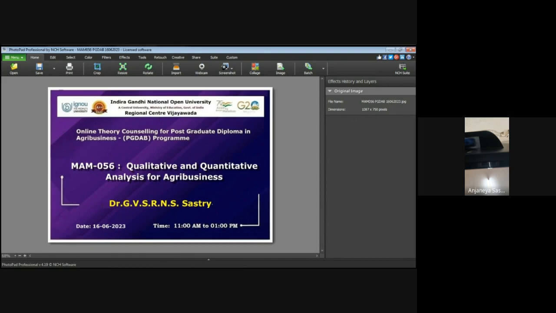Next, constant sum scale, A, B, C, like that. So these are all the scales for preparation of a questionnaire, for getting the answers from the respondents. So these are the scales.